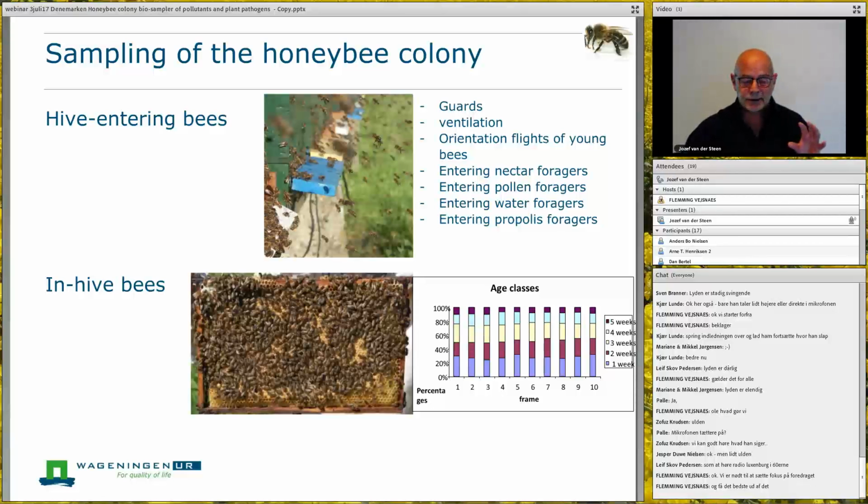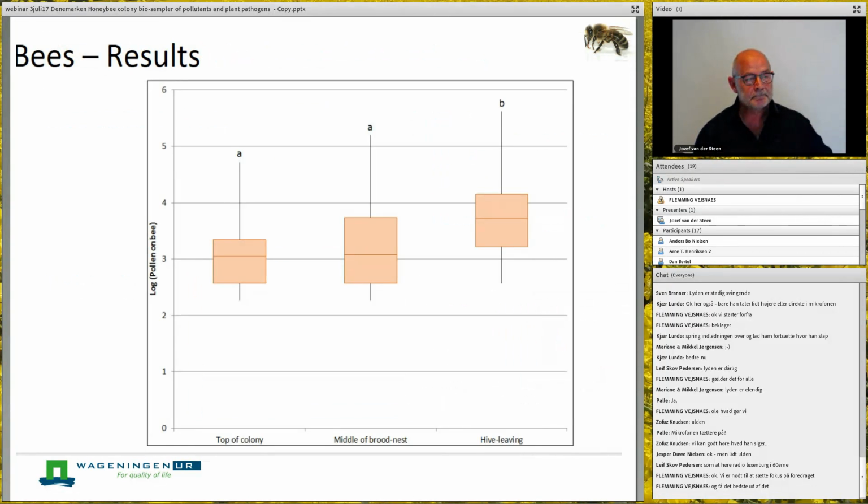When you want to sample inside the colony, you have to know where to be. And as I showed you before, the age cohorts are more or less distributed equally over the frames. So when you take an inside hive sample, you have not only foragers, you also have other, younger bees. This slide shows you that bees that are leaving the hive have more pollen in their hair than bees that are inside the hive. And even the bees that are on top of the hive, in the middle of the brood nest, have about the same amount, several thousands, but the hive-leaving bees have more. And this is not surprising, because hive-leaving bees collect outside, and they give up their nectar and leave the hive immediately to go back to their tasks.